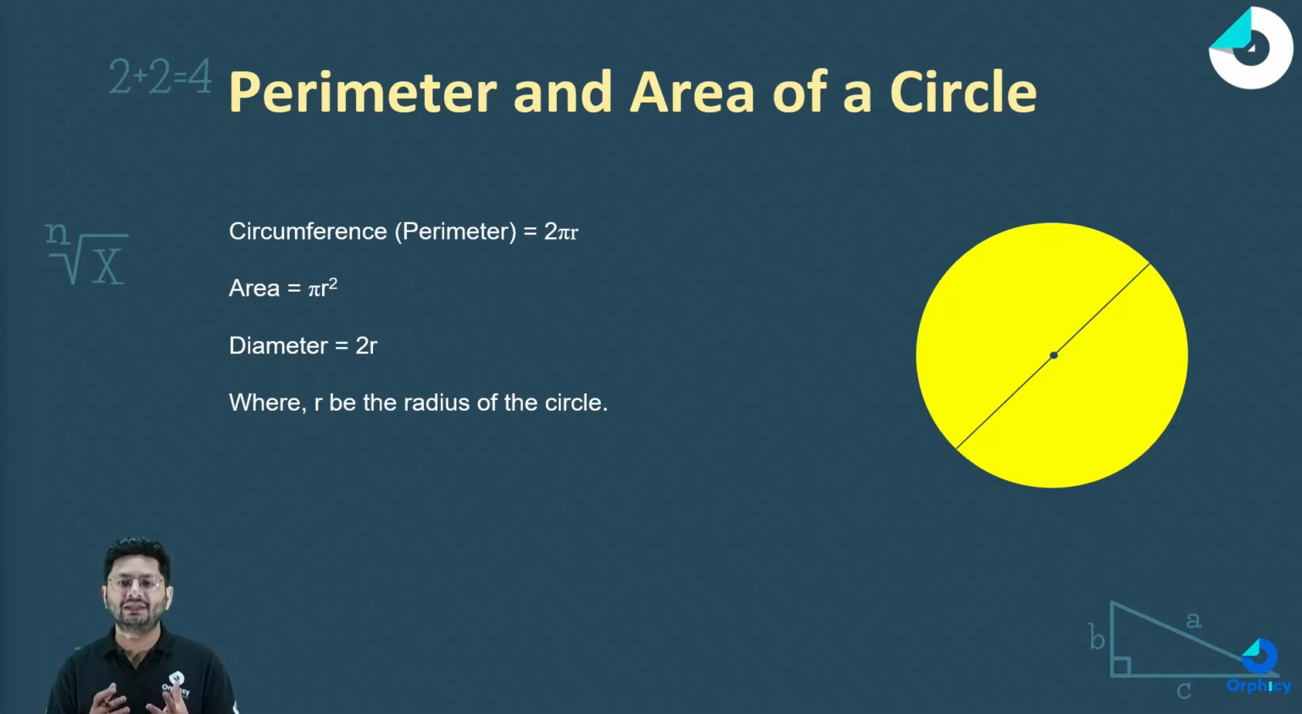Circumference name is used instead of perimeter in the case of a circle. And area is equal to pi r square. Diameter is twice the radius. Great. Now let's do a few questions on the formulas that we have just discussed.